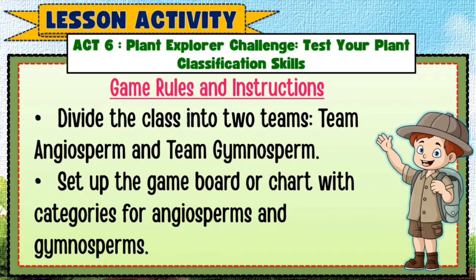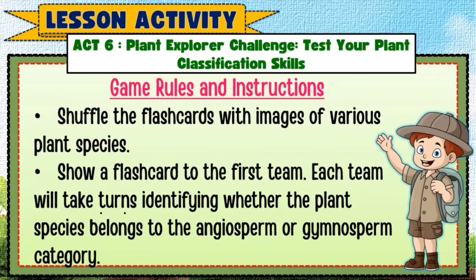Divide the class into 2 teams, Team Angiosperm and Team Gymnosperm. Set up the game board or chart with categories for angiosperms and gymnosperms. Shuffle the flashcards with images of various plant species. Show a flashcard to the first team. Each team will take turns identifying whether the plant species belongs to the angiosperm or gymnosperm category.